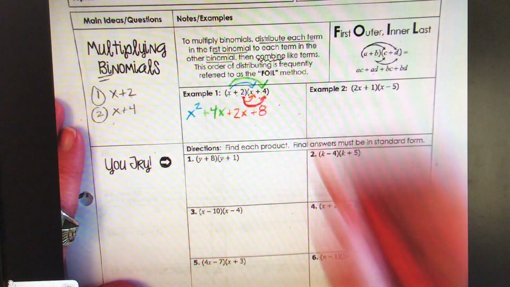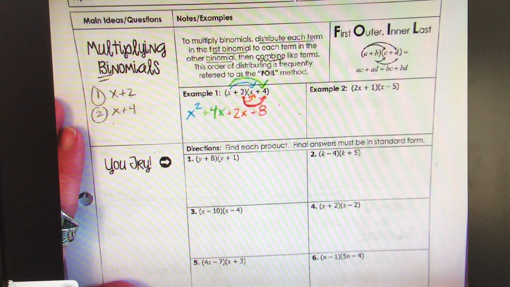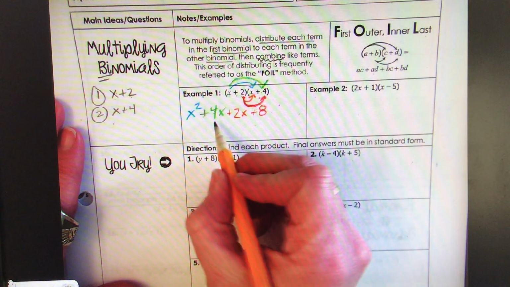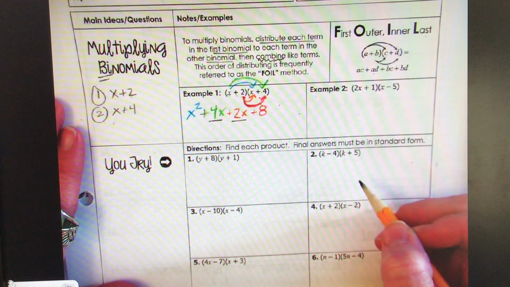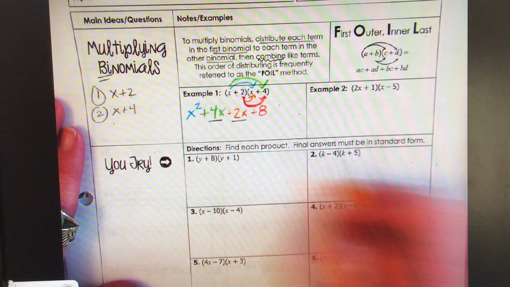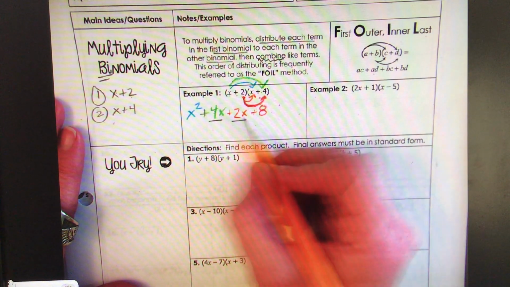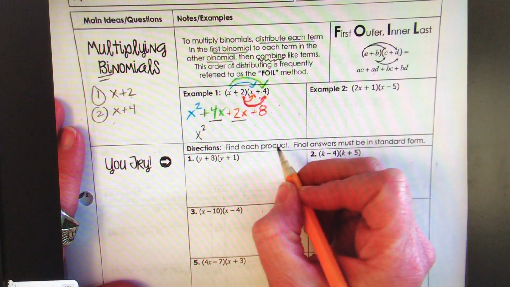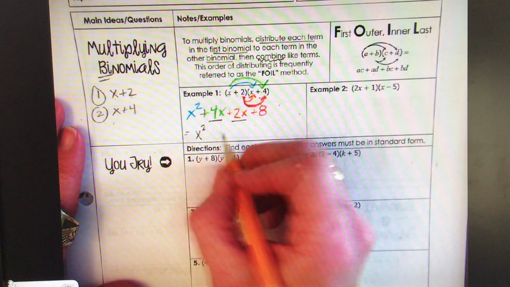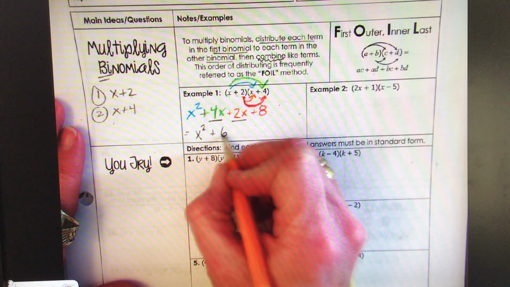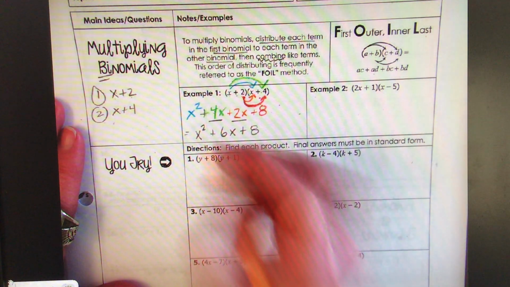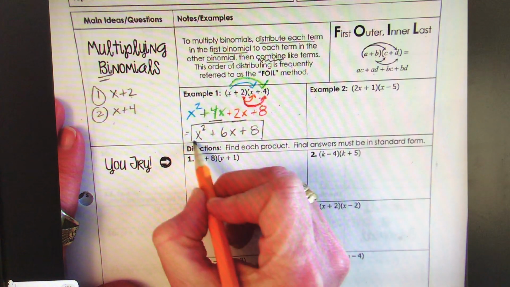Okay. Now, I have to make sure that I combine. Is this in final form, if you think about it? Well, no, because I have some terms that I can combine because they are both x terms. They're linear x terms. So I'm going to hold on to my x squared because that's the highest degree. I'm going to keep that to the left. I am going to combine 4x and 2x to get 6x, and I get to keep my constant, which is 8. So that is the final answer.